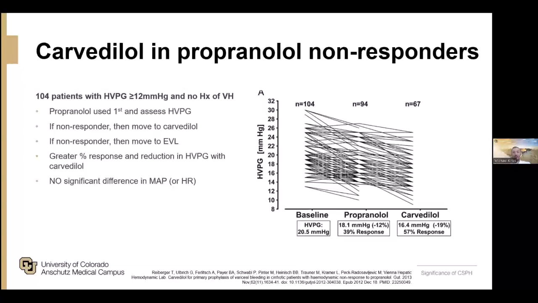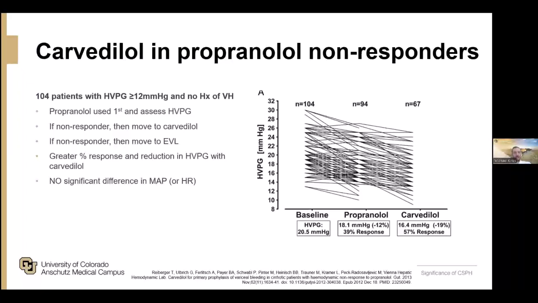Now, what about carvedilol? There's been a lot of literature published now on carvedilol. This study, I think, is interesting because it took a stepwise approach in a cohort of patients who had clinically significant portal hypertension but had not yet had variceal hemorrhage, and tried them on propranolol first. If they failed that, they moved to carvedilol. If they failed that, they used band ligation. And those were all tools for primary prophylaxis. And they also assessed HVPG. That's how they essentially determined, quote, response.